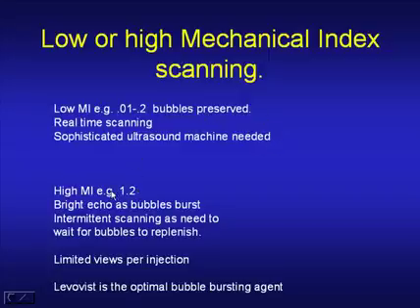At high mechanical index, for example 1.2, so the normal standard ultrasound imaging power, the bubbles will burst. These produce a very bright flash of an echo as each individual bubble bursts, which is very easy to see, even on quite basic equipment, but we need to use special intermittent scanning techniques, having burst the bubbles, as we wait for the bubbles to replenish. This in itself can be a useful property.